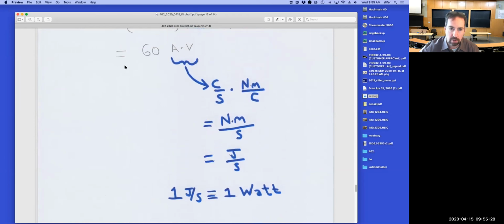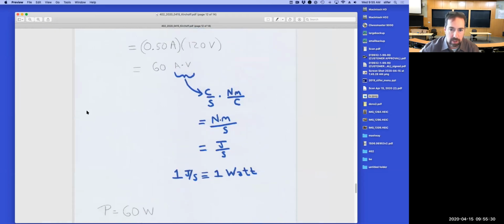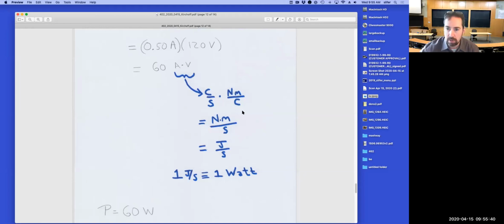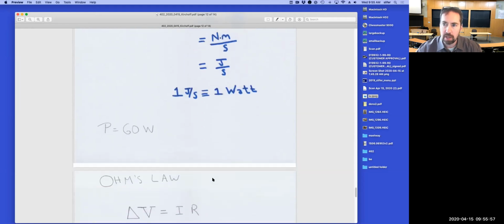But if you want to see all the gory detail, we can look at the details. An amp is a coulomb per second. A volt is a Newton meter per coulomb. And so I am going to have a cancellation of the coulombs, and I get Newton meter per second. A Newton meter is a joule, and joule per second is my unit of power, which is a watt.